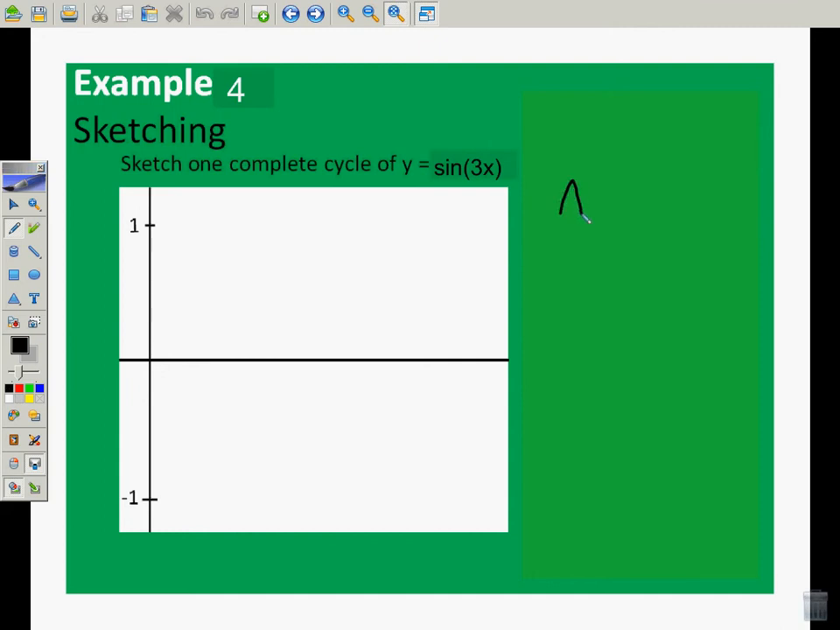So my amplitude is going to be equal to 1 because there is no coefficient in front of sine. And my period is going to be equal to 2 pi over 3 because b here is 3, so my period is 2 pi over 3. And so now I'm ready to go.